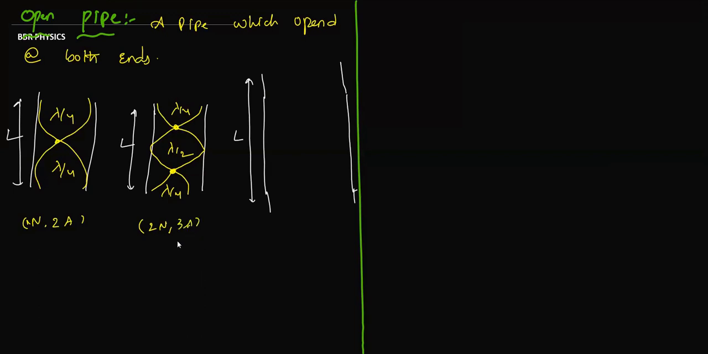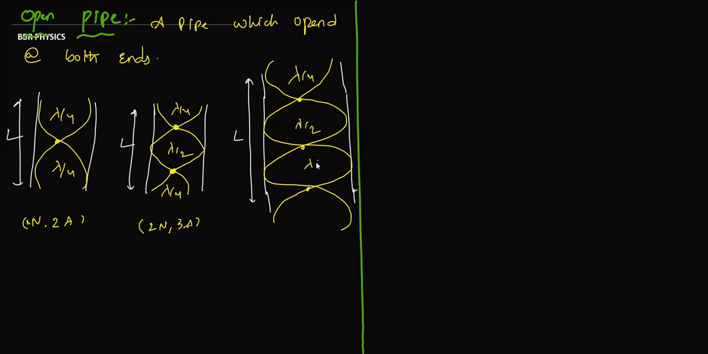Next, third possibility, what is possible? Let me check. So the third possibility is this, like this. This is the third possibility that can be possible. This wavelength is how much? Lambda by 4. This wavelength is how much? Lambda by 2. This wavelength is how much? Lambda by 2. This wavelength we know is lambda by 4. Lambda by 4, lambda by 2, lambda by 2, lambda by 4, which we know here.